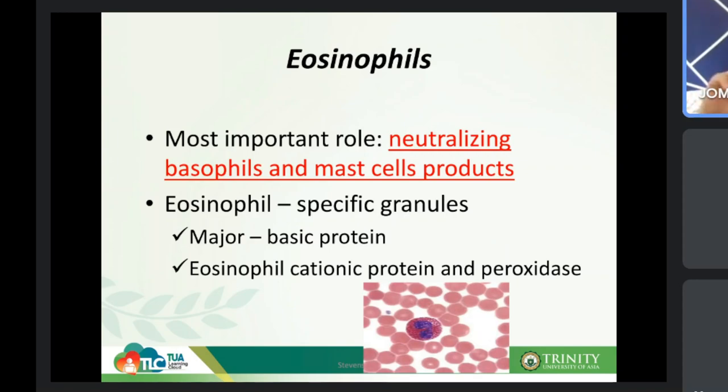Of course, aside from natural killer cells, your eosinophils have a very unique protein, your major basic protein, that allows the destruction and the digestion of your helminthic parasites. Okay? Aside from that, they also have your eosinophil cationic protein and peroxidase that help them arrest the effects of your basophils and your mast cells.